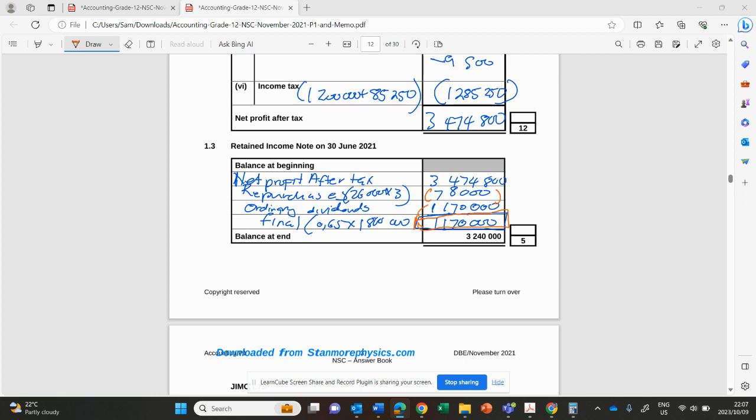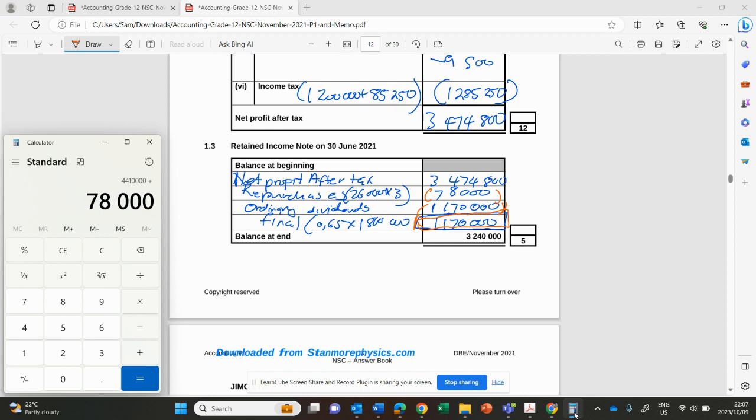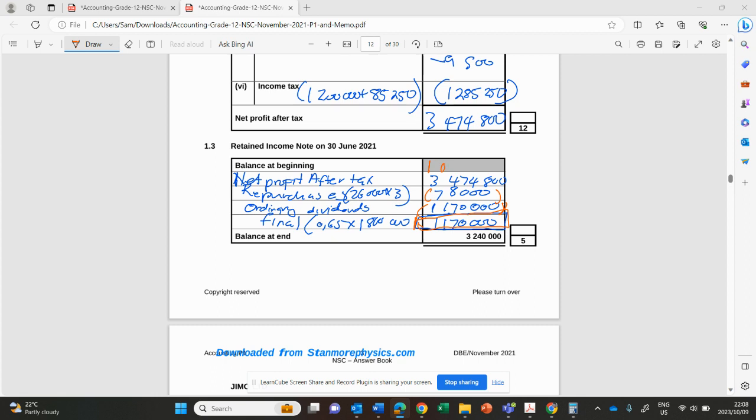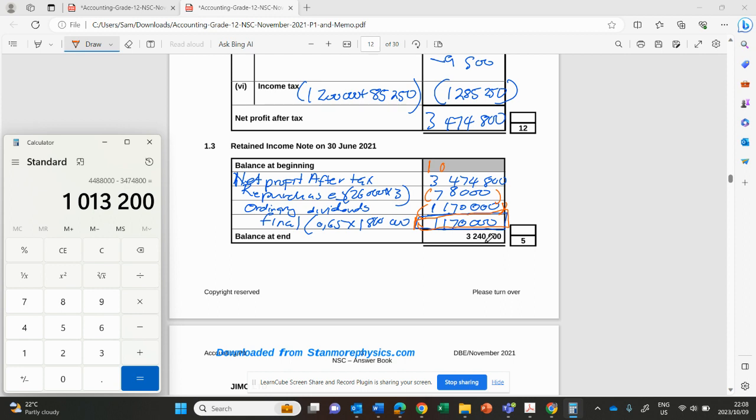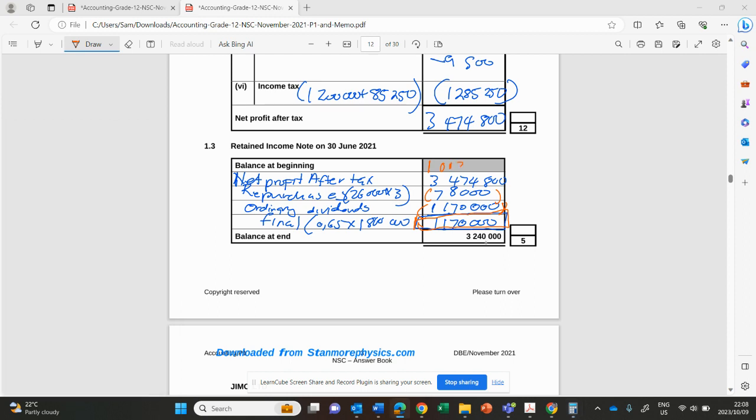Also dividends, you know that they need to be subtracted. That's why we add when we are doing the reversal. Then we're gonna minus the net profit after tax, 3,474,800. Then here we'll have 1,013,200. 1 million and 13, eh? 1,013,200. Then done with the retained income.